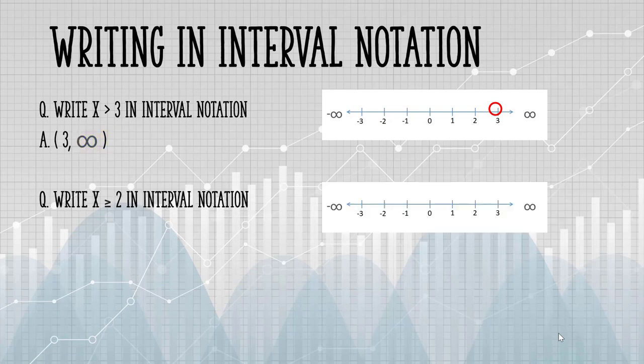What about if x is greater than or equal to 2? Here we have a closed circle on the number line because 2 is included in the interval. We start with a square bracket because that end of the interval is included. The interval goes to infinity, so we end with a parenthesis again.